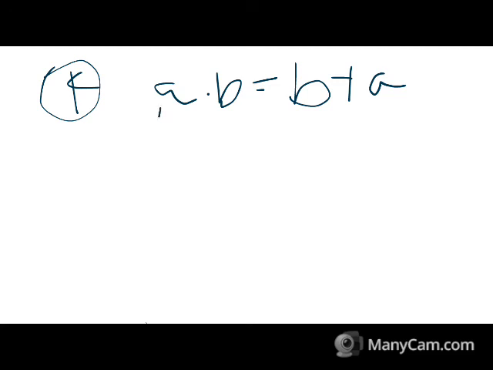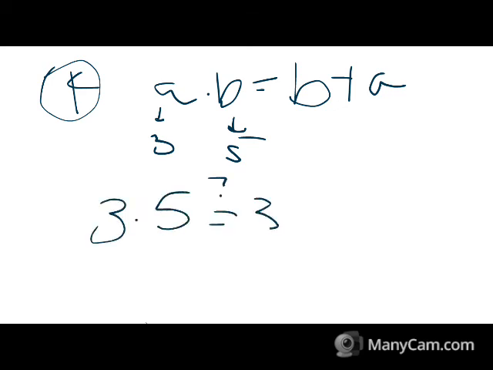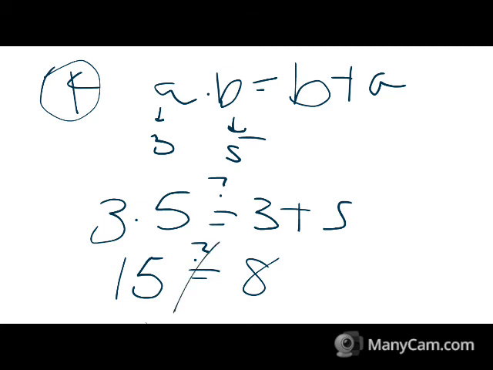So, let's have a equal 3 and b equal 5. So, 3 times 5, does that equal 3 plus 5? Well, let's look. 3 times 5 is 15, and 3 plus 5 is 8. And these clearly do not equal each other. So therefore, this is our counterexample.